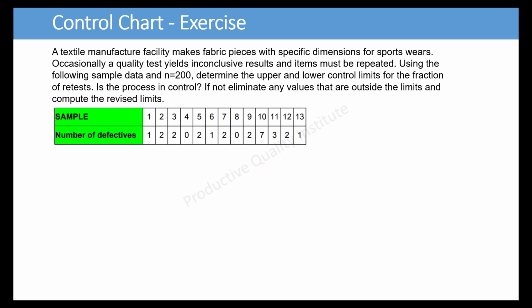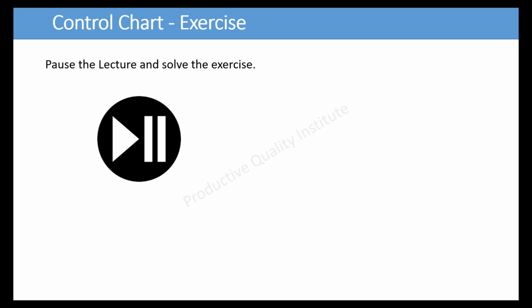A textile manufacturing facility makes fabric pieces with specific dimensions for sportswear. Occasionally, a quality test yields inconclusive results, and items must be repeated. Using the following sample data, and n equal to 200, determine the upper and lower control limits for the fraction of retests. Is the process in control? If not, eliminate any values that are outside the limits and compute the revised limits. Please pause the lecture and solve the exercise.